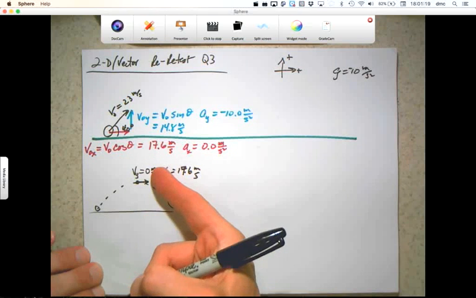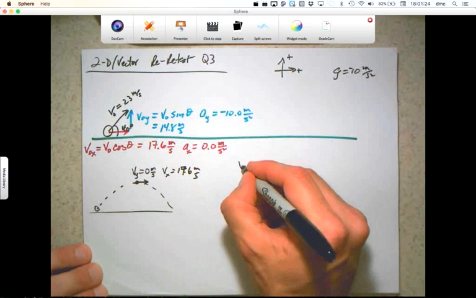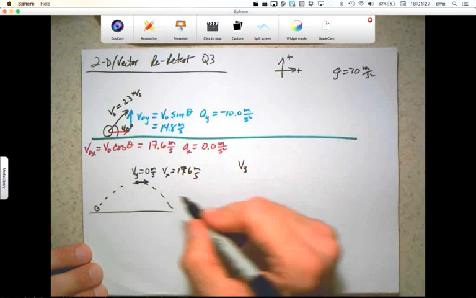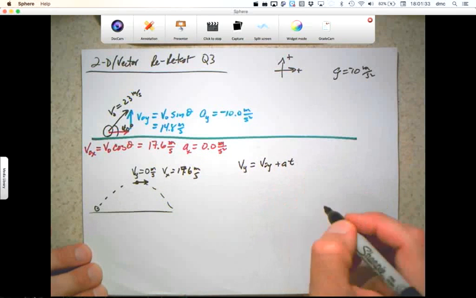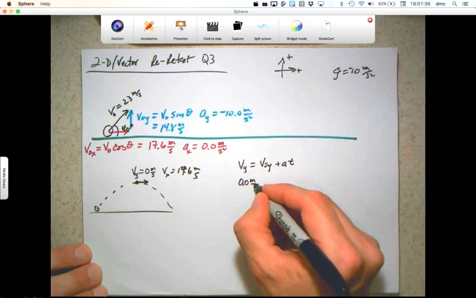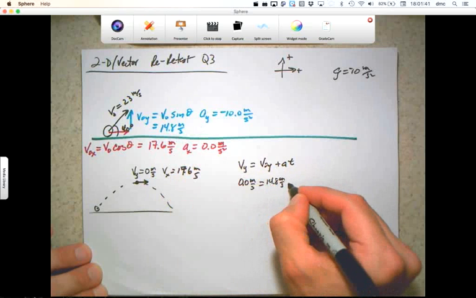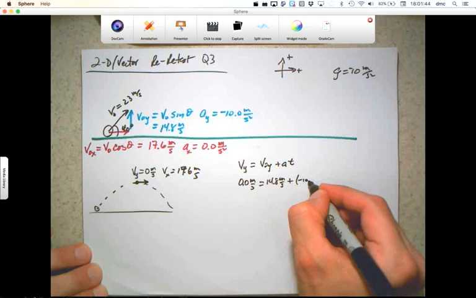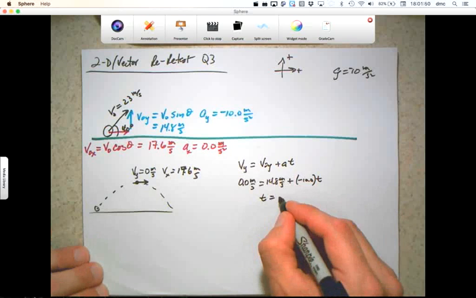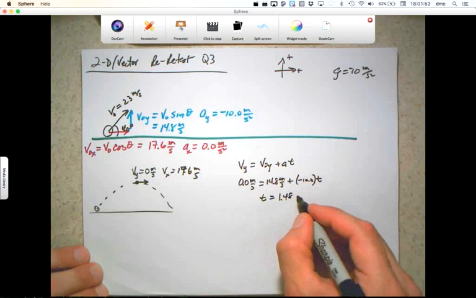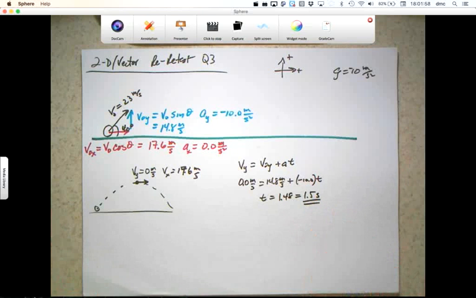So I can use this fact to figure out how long it takes to get to the top of its path. So I would use the equation v final equals v initial plus at, so the v final is 0 meters per second. The initial is 14.8 meters per second plus negative 10.0 times t. So solving for this, we end up with t equals 1.48, which rounding to 1 decimal place gives me 1.5 seconds. So if I'm going to 1 decimal place, that's the answer there.